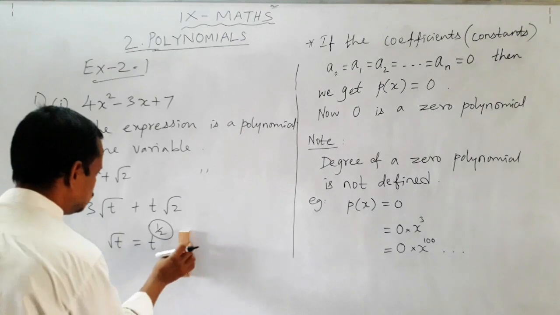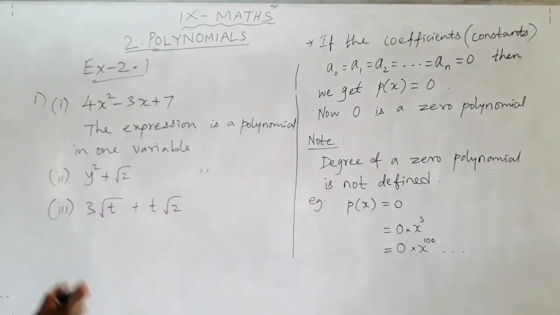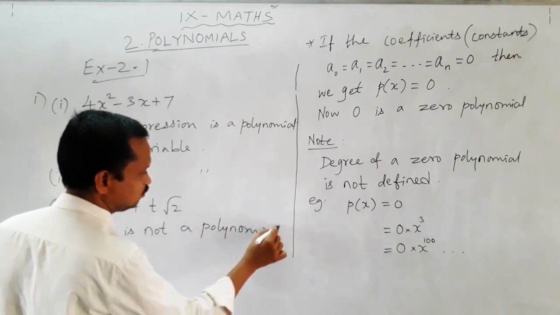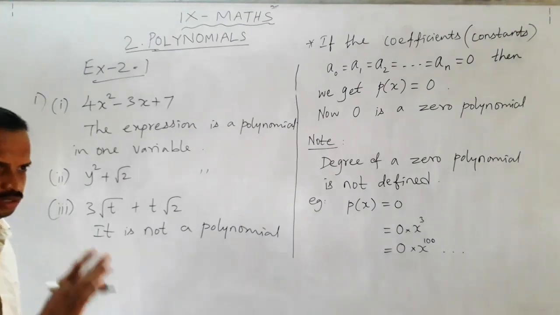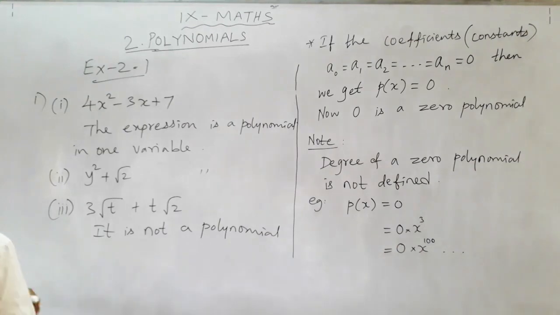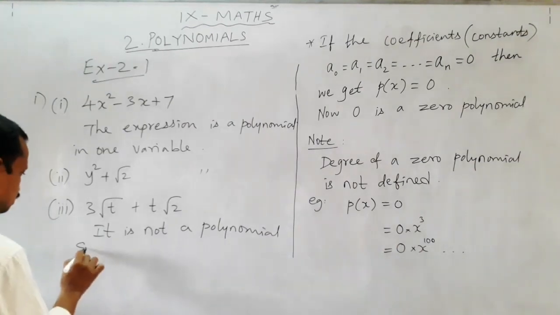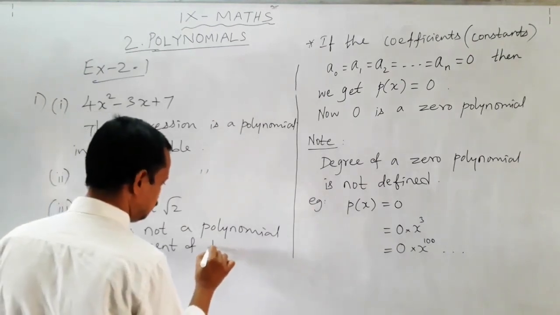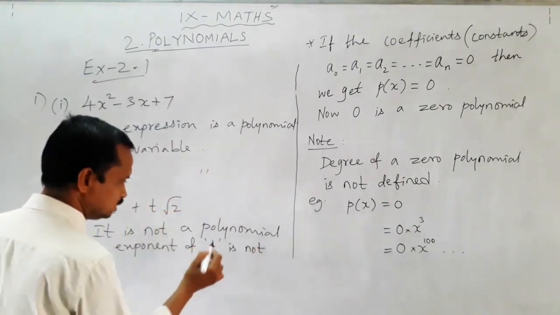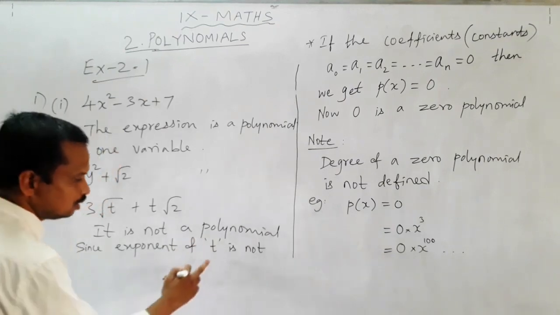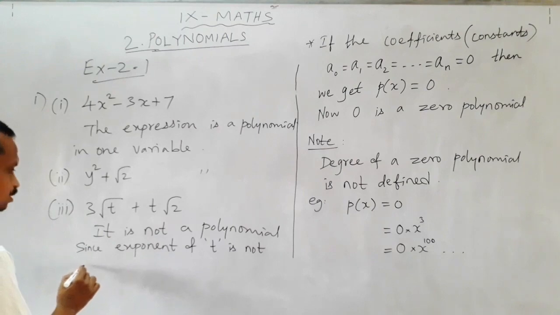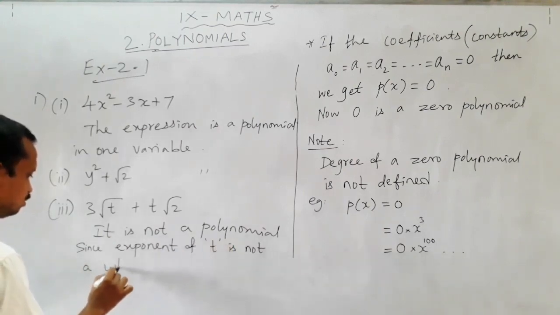So as per the definition of a polynomial, this is an algebraic expression but not a polynomial. First of all it is not a polynomial. If it is a polynomial, then only we can say whether it is in one variable or not. But it is not a polynomial since the exponent of t is not a whole number. T means the variable used there, t, within quotation I have put that. So the exponent of the variable t is not a whole number.